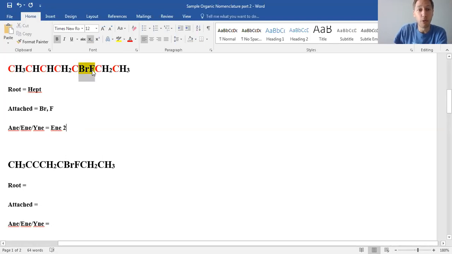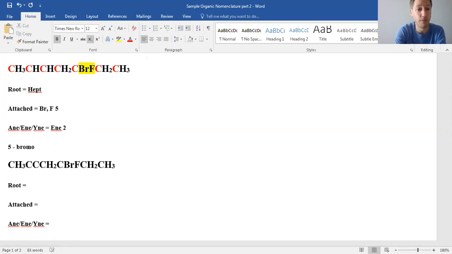That means that the bromine and fluorine are going to be 1, 2, 3, 4, 5. They're on the 5th carbon, both those guys. So it's going to be 5-bromo-5-fluoro. Our root is hept. And now we're going to specify where the bond is. It's on the second carbon, 2-ene.